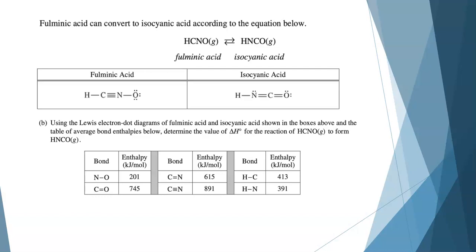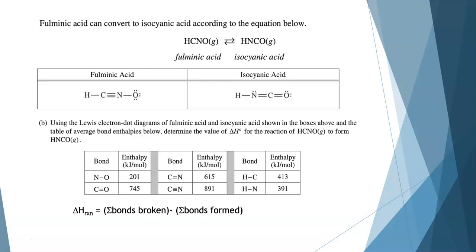And part B says, using the table and the balanced equation and the structures, find the value of the enthalpy change for the reaction. Okay, so to find the enthalpy change for the reaction, we're going to add up the bond enthalpies for all the bonds that we break. We're going to then subtract the sum of the bond enthalpies for all the bonds that we form. So it's broken minus formed, and that's how we do these problems.